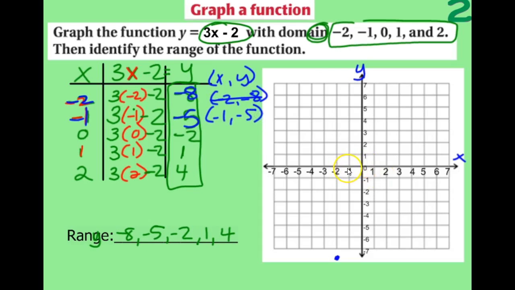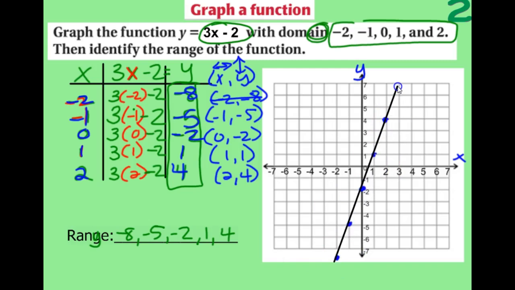Then we have -1, -5. So -1 is to the left one. And -5, y is up and down. -5 would be down 5. Then we have 0, -2. X going left to right first. We don't go left and right because it's 0. -2 is just down 2. You can see this is starting to form a nice straight line, and my next point will be over here somewhere. It's going to be 1, 1. So 1 to the right and up 1. And last, 2, 4. X is 2 to the right, and Y is up 4.